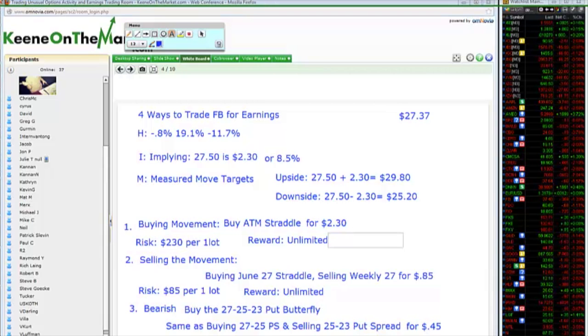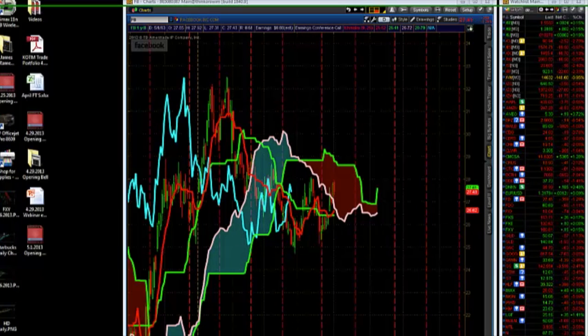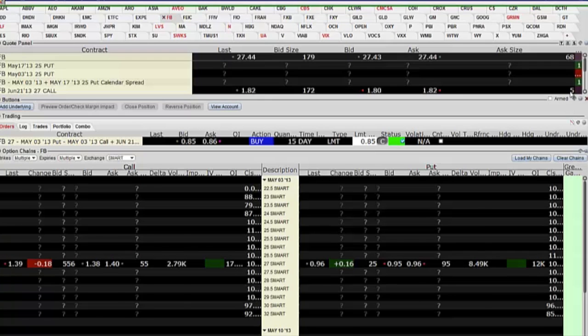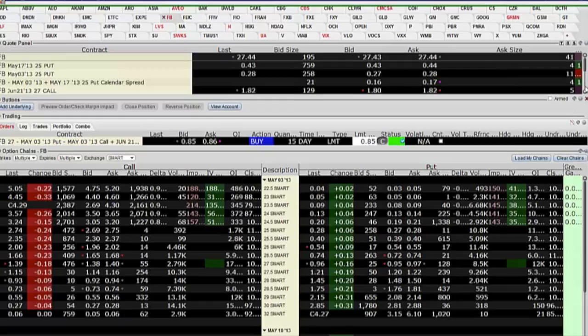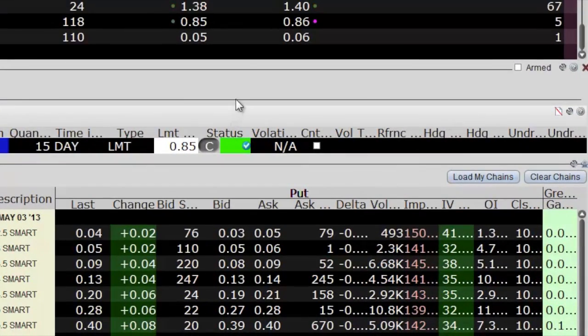Does anybody have any questions about Facebook? This is the 4 ways to play, and I'm currently trying to put on a straddle swap here in Facebook. I might have to bid it up a little bit more here in Facebook. I want to get filled on this trade. I think this is a good trade, okay? It's at 86.